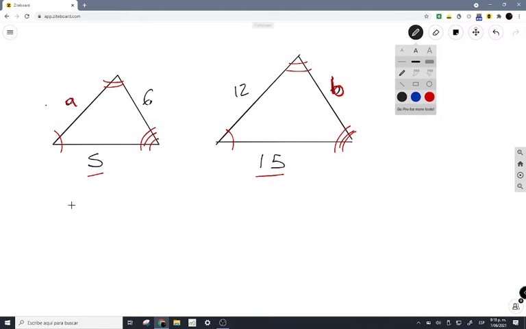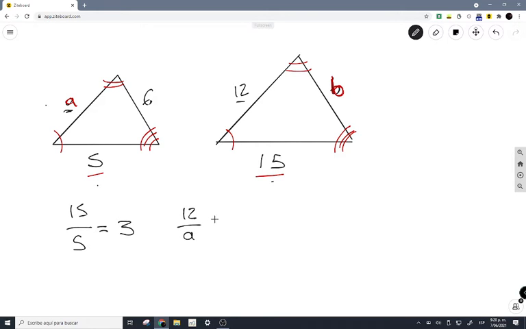So we know that 15 divided by 5 is the number 3. Okay, that's our first fact. And knowing that, we can also say that 12 divided by A is also going to be 3. So what is A? What number do you use in order to divide 12 and get 3? A lot of you probably already know that the answer here is 4. Okay, so A is the number 4.